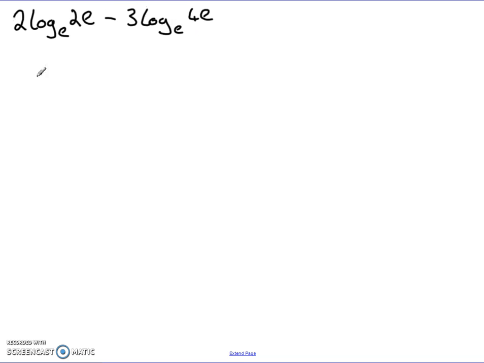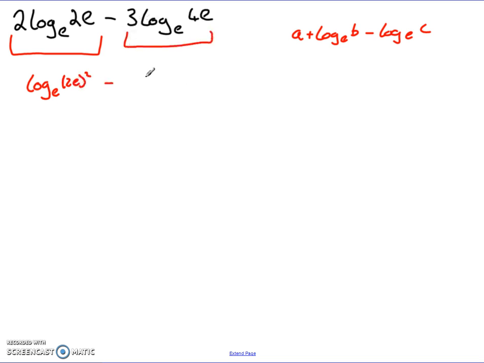The third question was taking an expression and simplifying it. So we wanted it in the form a plus log to the base e of b, take away log to the base e of c, something like that. Now, what we have to do is use our rules of logarithms to split these up and then simplify from there. So focus on each part on its own. First one, 2 log to the base e of 2e, well, that's the same as log to the base e of (2e) squared. And then this side gives you log to the base e of (4e) cubed.